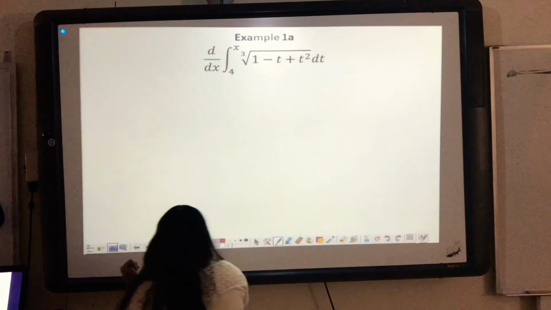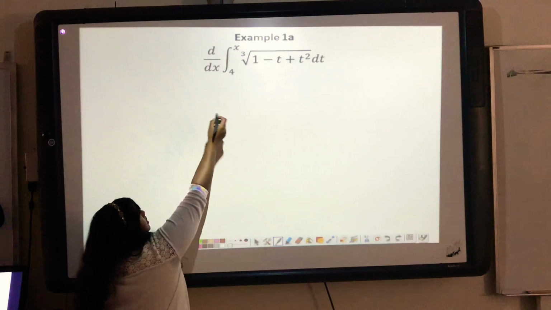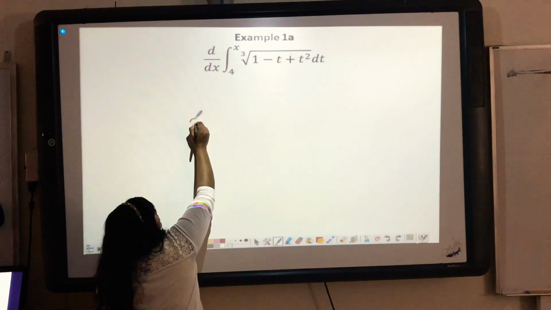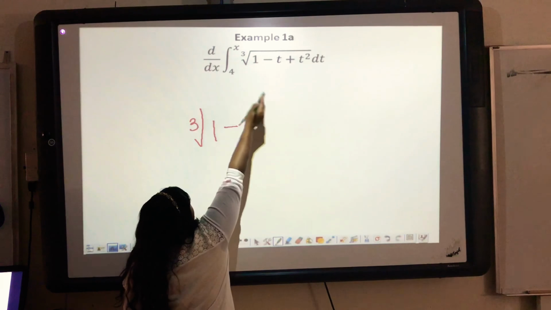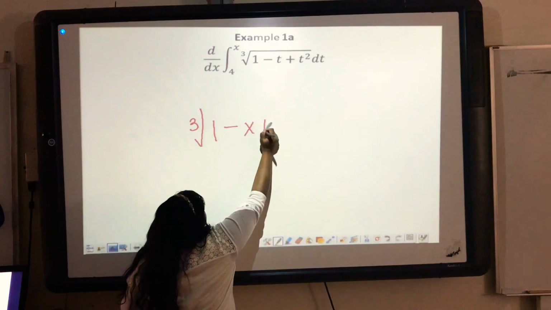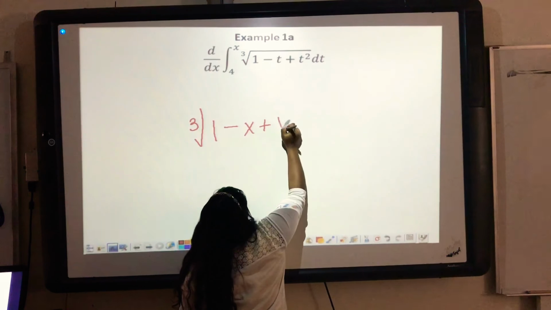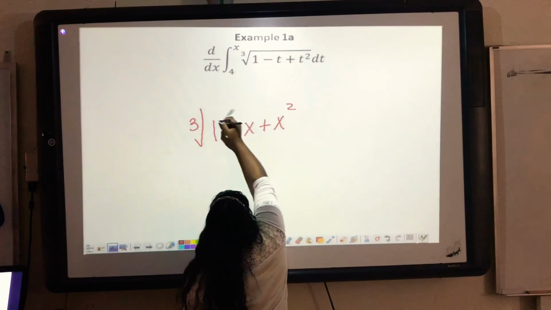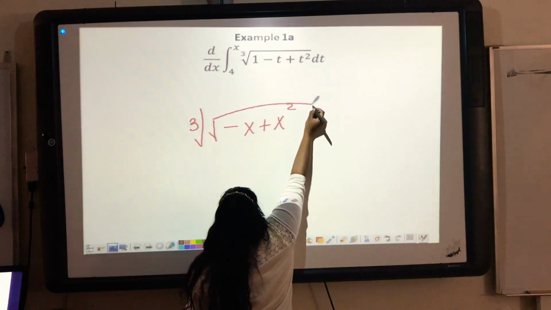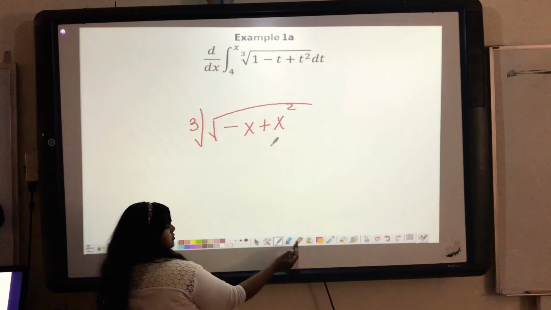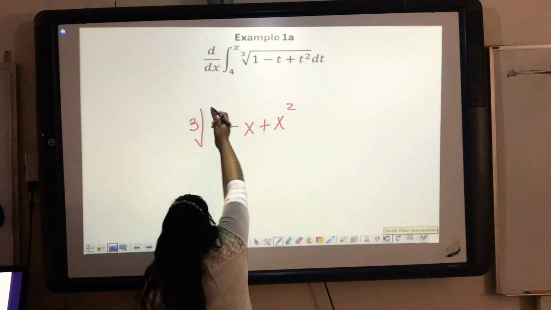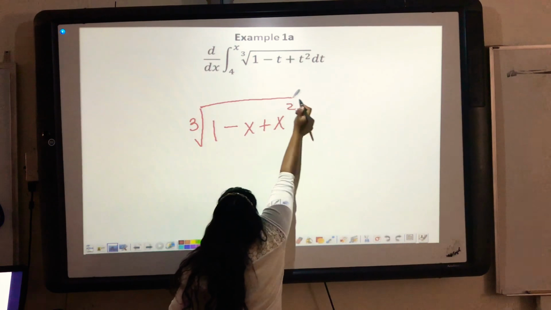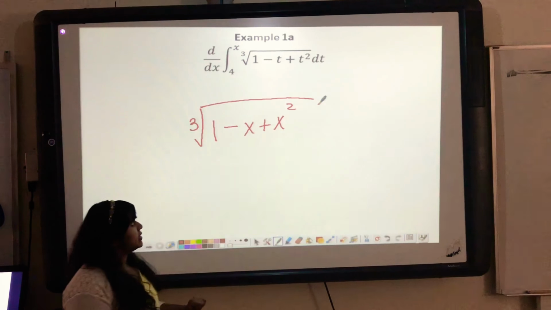So this new one is going to become the cubed root of 1 minus. I see a t, I want to replace it with x. Plus, I see a t, I want to replace it with x. I can't forget the squared, though. Whoa, what did I do? I put my square root symbol on my 1 on accident.